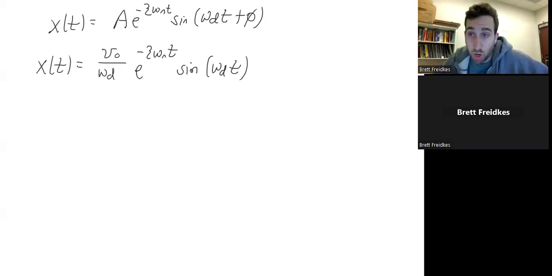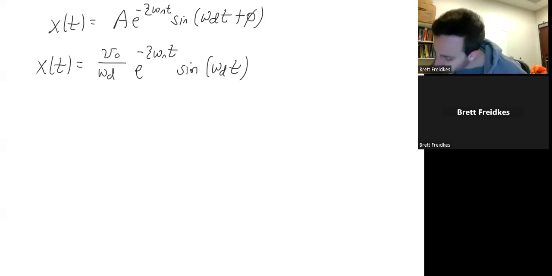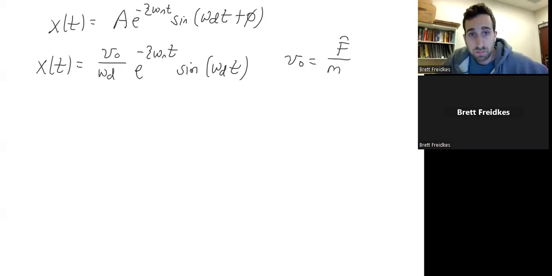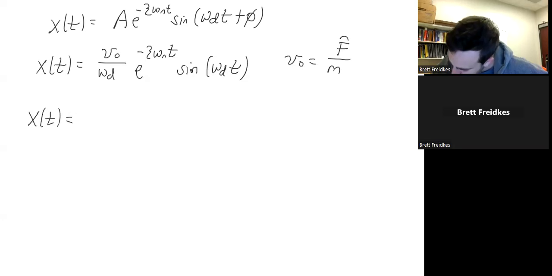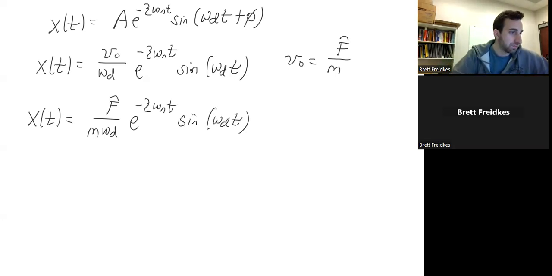So that would be our underdamped response regardless of an impulse. This is just in general. If I have some initial velocity, that's what the response would be with no initial position. But for the impulse, we know that our v naught is equal to the impulse over m. That's what we found before. So if I substitute that in, this is going to be due to the impulse now. That's going to be f hat over m omega d, e to the minus zeta omega n t, and sine omega d t.